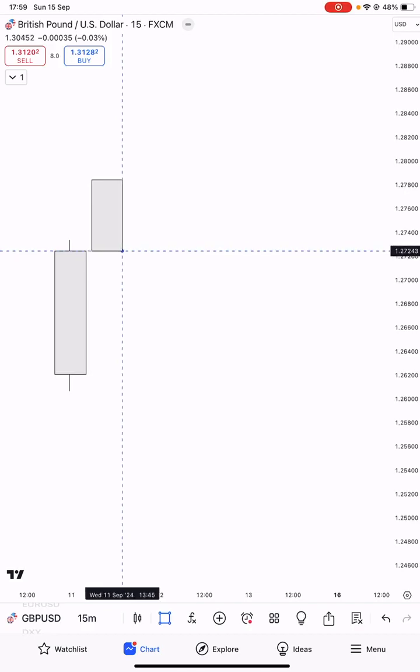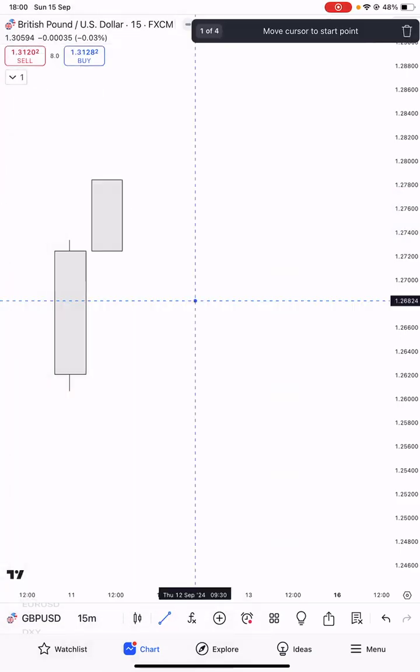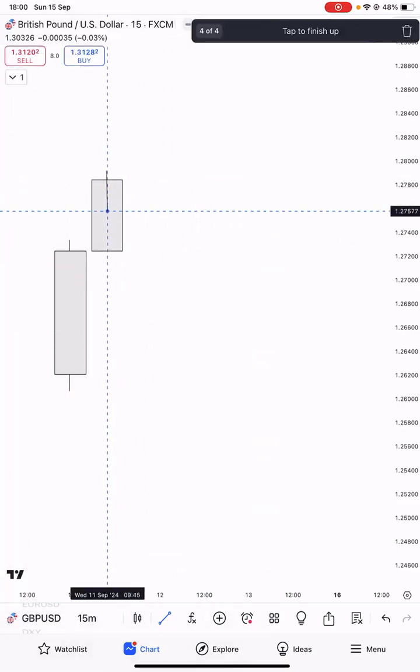I'm drawing the key to this model, the key PDR base.